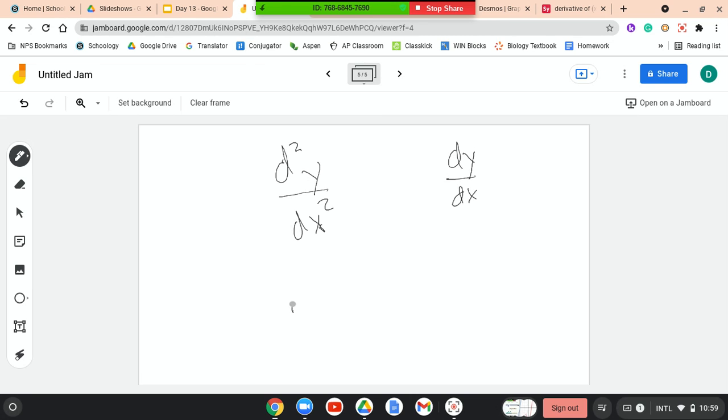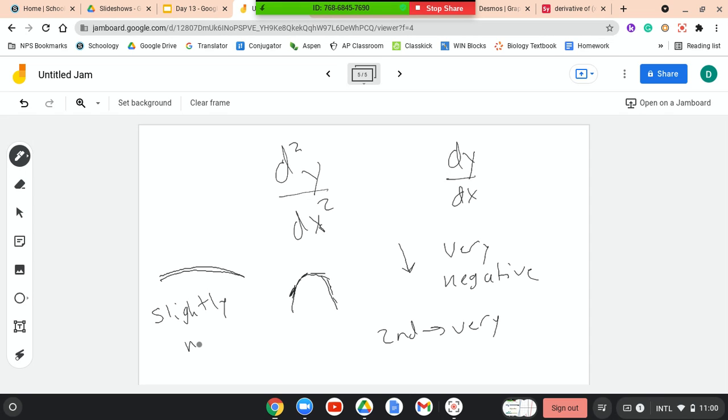All right, cool. I'm going to draw a function like this. What do you notice about the slope around this point? It's changing very quickly. It's decreasing very quickly. So the rate of change of the slope is very negative, which means the second derivative is very negative, because the second derivative is the rate of change of the slope. Also, if I went like this, the slope is changing very slowly. It's decreasing, but it's changing very slowly. So the second derivative would be slightly negative.